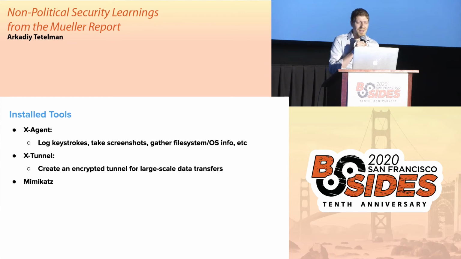Mimikatz. If you're not familiar with Mimikatz, it's a Windows credential harvesting tool that'll gather credentials from memory. So that one is open source. WinRAR. This one surprised me. These were like the 4 tools called out. I guess if you're going to hack the DNC, you want WinRAR to compress your files. That was one of the tools installed.